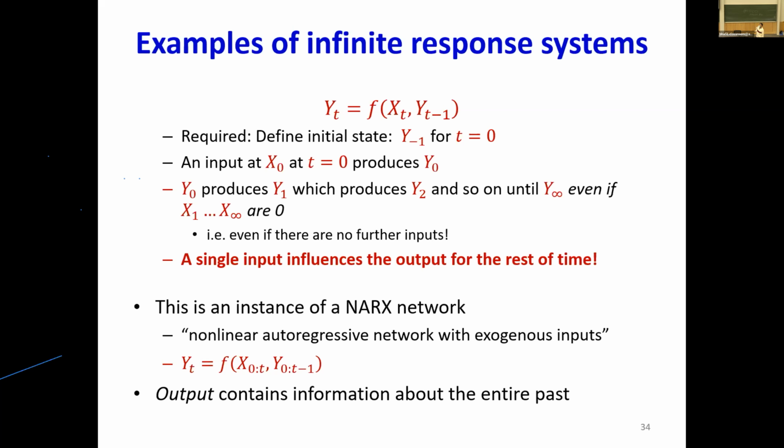Something of this kind is what is called a NARX network, nonlinear autoregressive network with exogenous inputs. It's autoregressive in the sense that it is considering past outputs as inputs. It's regressing on itself. And the exogenous inputs represent xt. So it's not just a function of the y's, it's also a function of the x's.